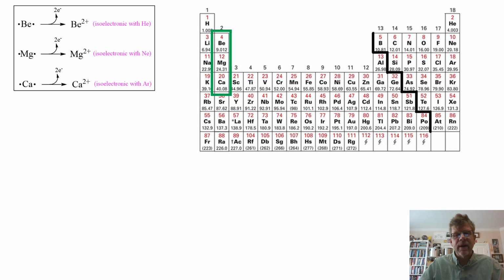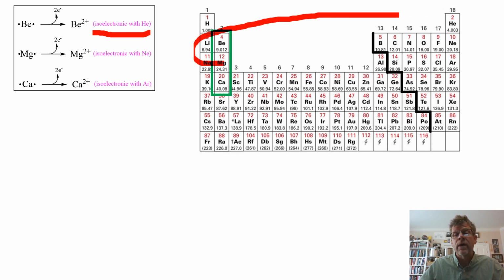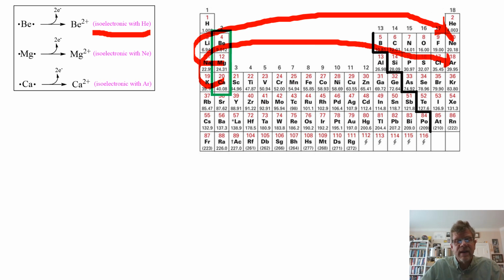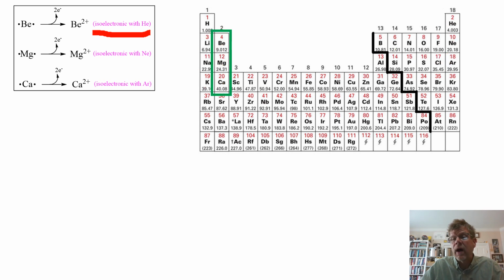Why? Because they become isoelectronic in that doubly positive state with a noble gas. Beryllium is then isoelectronic with helium, which we showed you. Magnesium becomes isoelectronic with neon. Calcium becomes isoelectronic with argon. In each of these cases, we lose the requisite number of electrons to become isoelectronic with the closest noble gas to it, in this case, the one which preceded it.